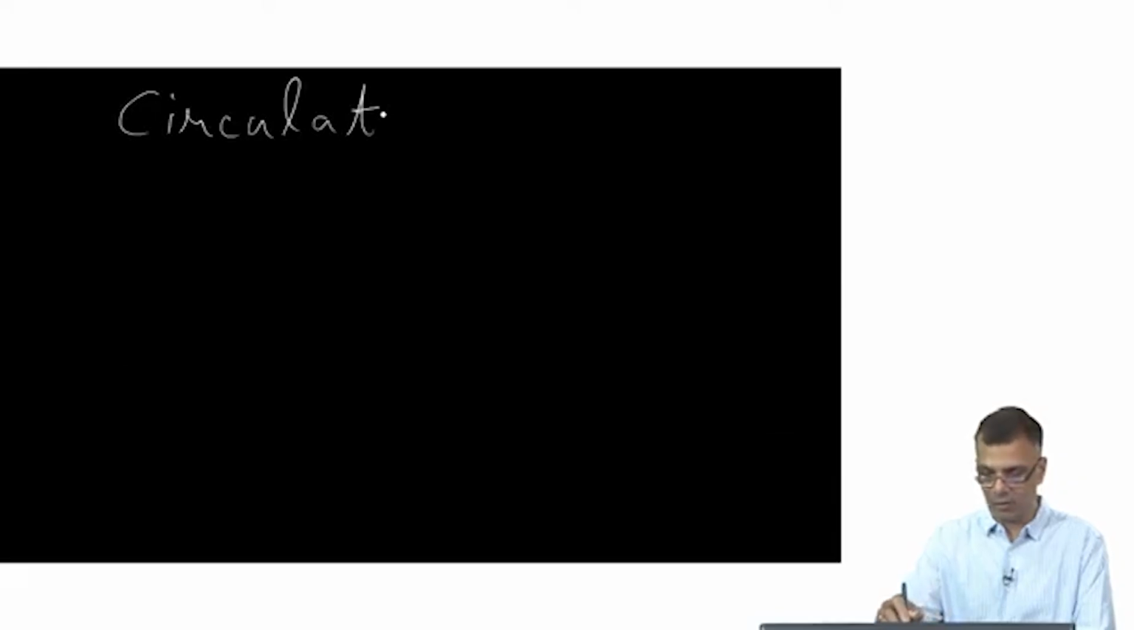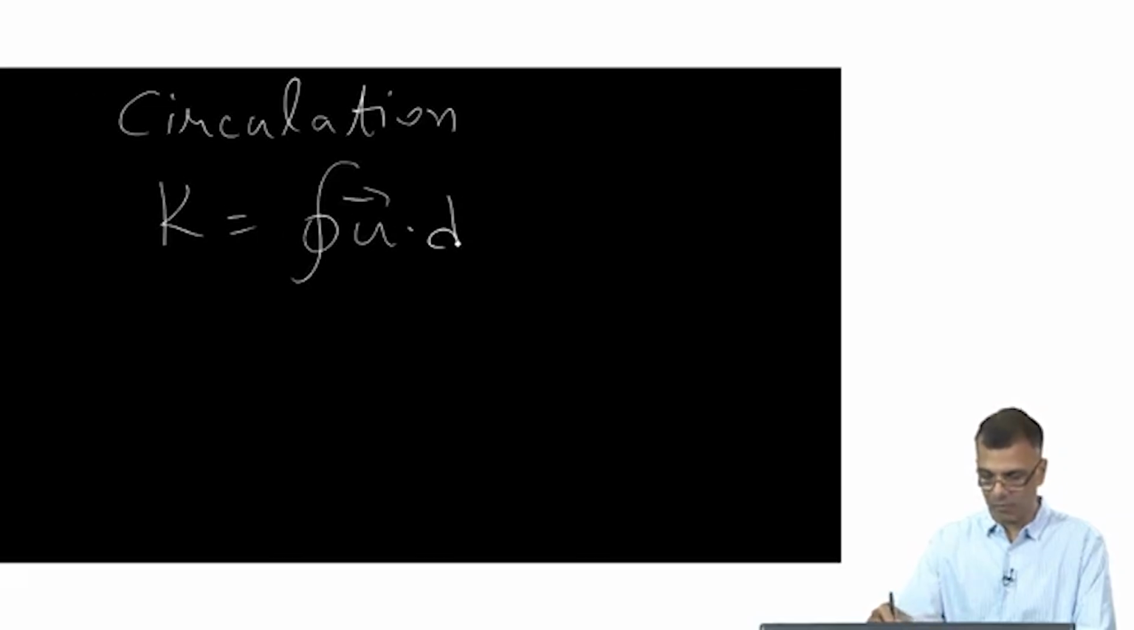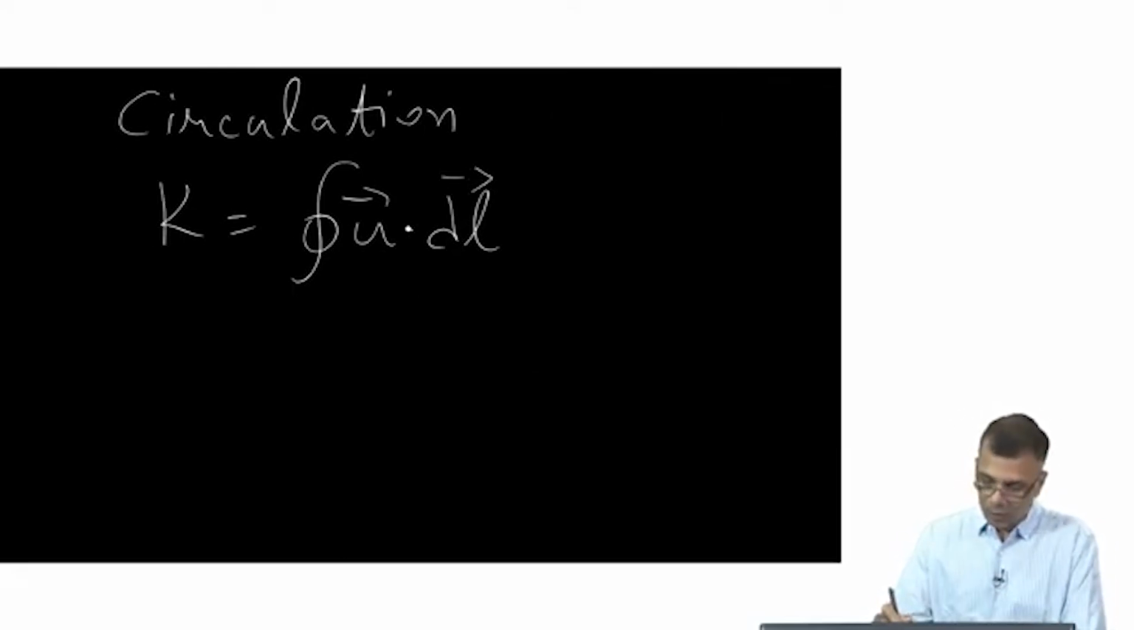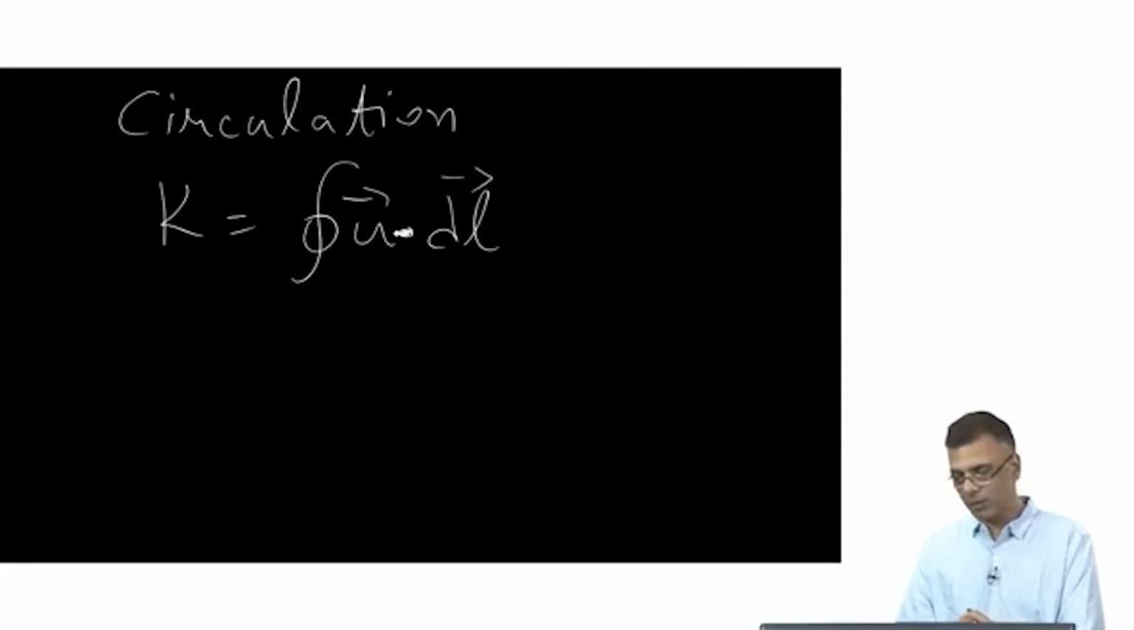Hi. So, as promised, we will talk about this quantity called the circulation, which is defined as follows. U is a velocity field as before, and there is a dot product in between. This seems like a line integral, a closed line integral, since we have written it like this.